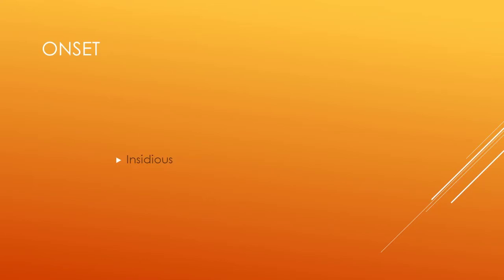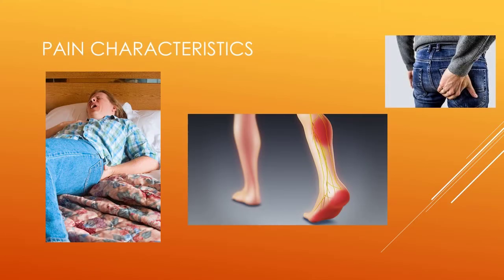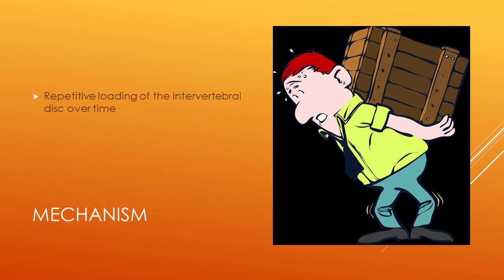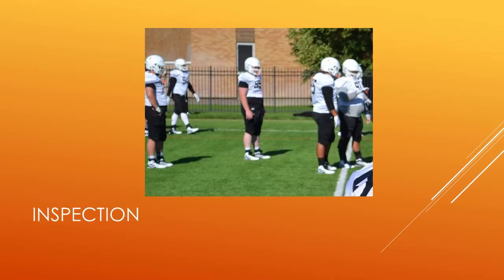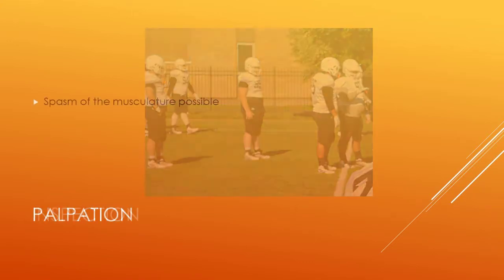Compression of the spinal nerve root leads to pain in the low back and buttocks, possibly radiating into the thigh, calf, heel, and foot. The mechanism is repetitive loading of the intervertebral disc over time, such as twisting and holding a heavy object away from the body while lifting. A history of lumbar spine trauma will predispose individuals to this degeneration. Inspection may reveal slow gait, flattened lumbar spine, and changes in position being guarded and painful.